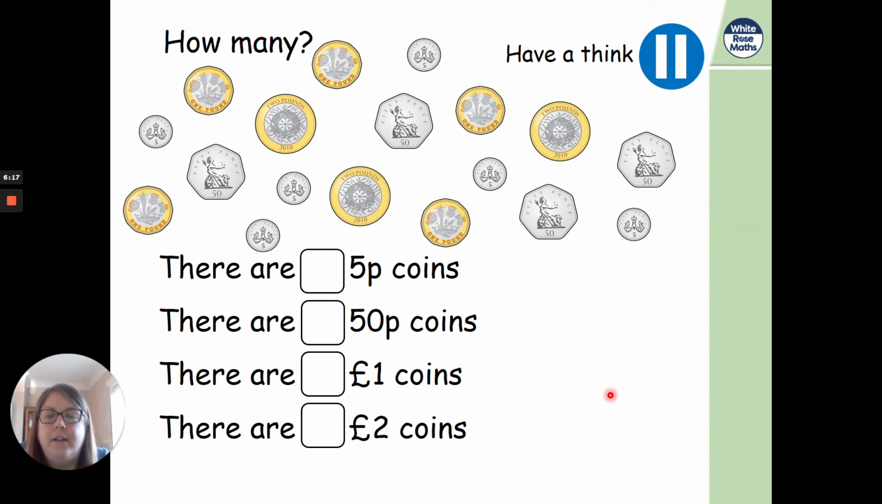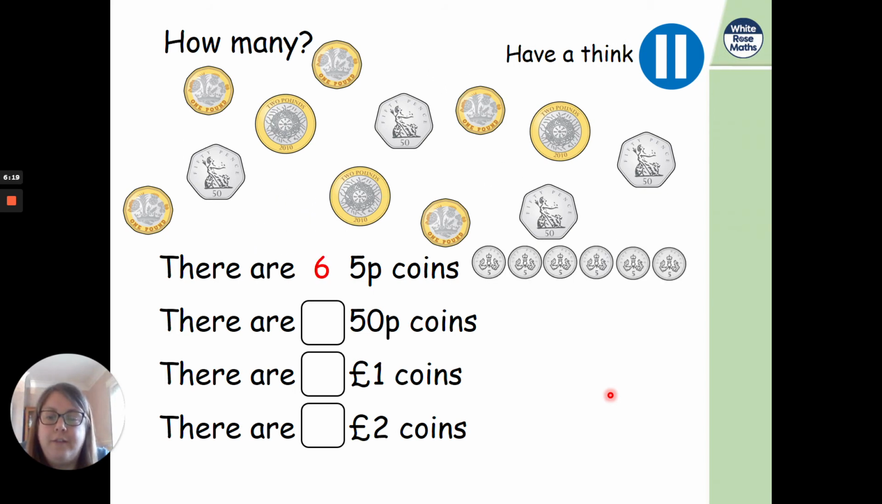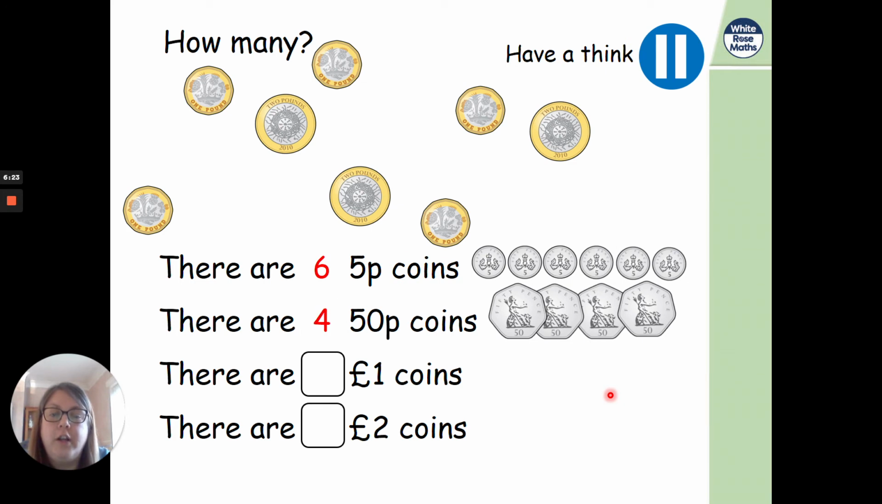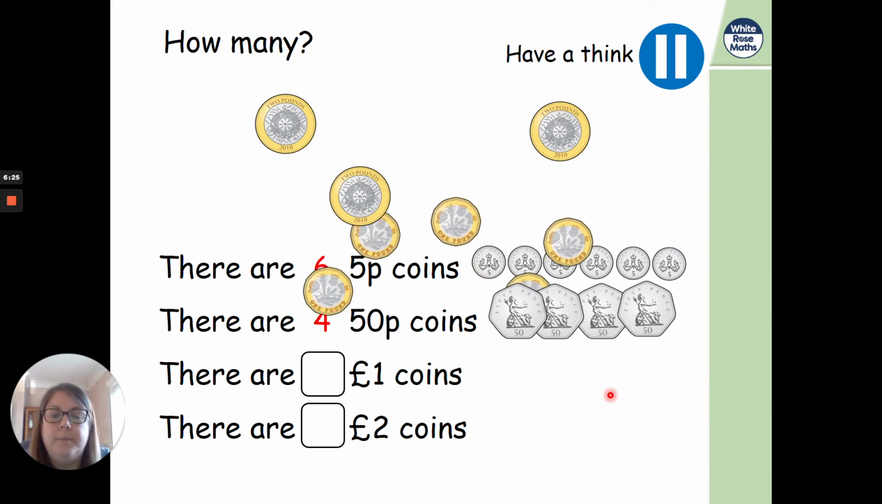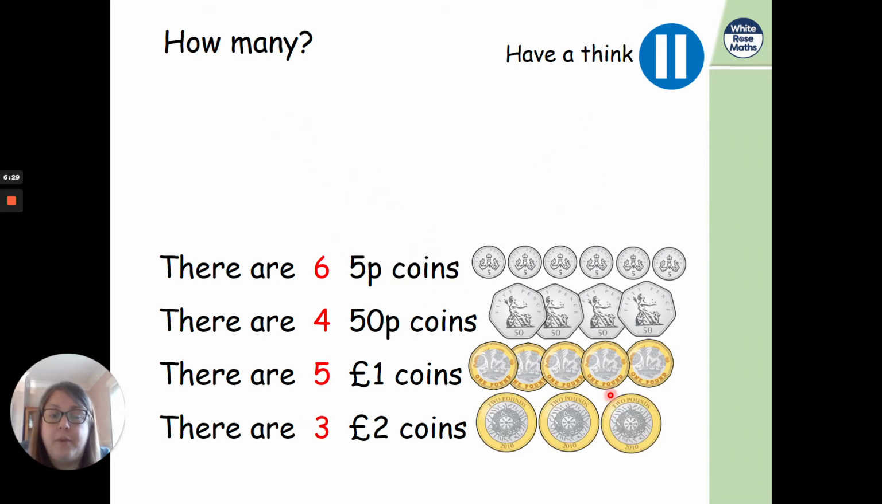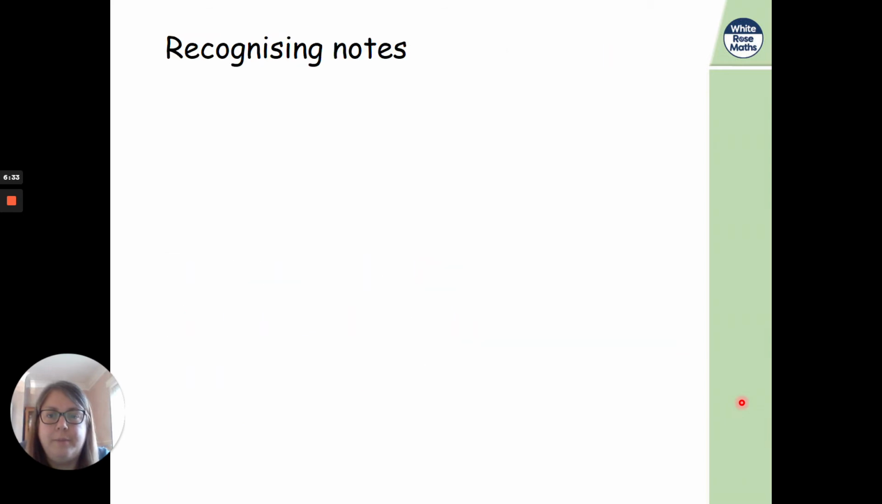So there are 6 5p coins, 4 50p coins, 5 £1 coins, and 3 £2 coins. Give yourself a tick if you managed to get that right.